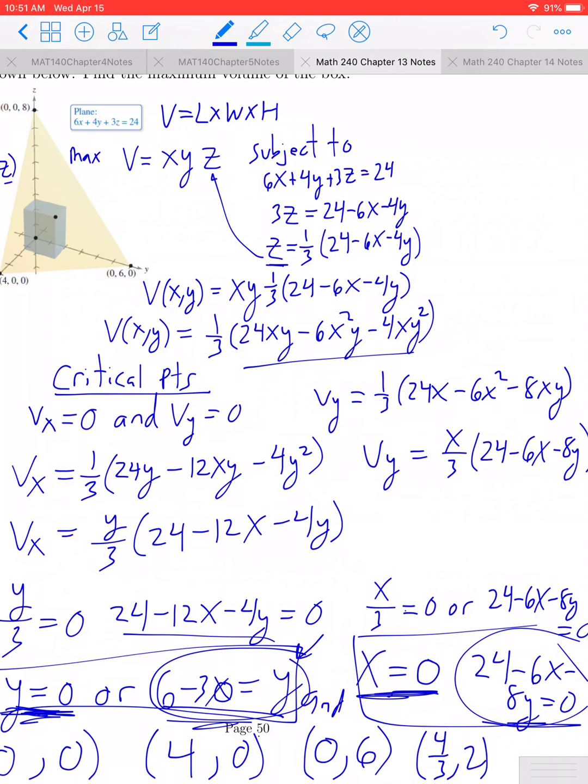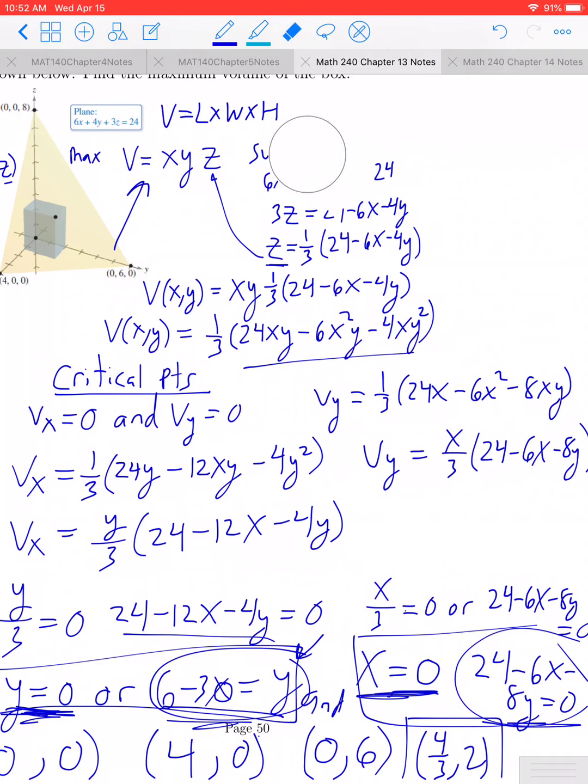So altogether, we get these 4 critical points. We now want to see which ones would potentially yield a maximum. Notice that if we go back to the volume formula, if any of these coordinates have a 0 in them, then that would produce a volume of 0. So certainly none of those could produce the maximum volume, because those wouldn't even produce a box at all. It'd be a degenerate box. Okay. So we have one candidate here. Let's investigate this one, (4/3, 2).